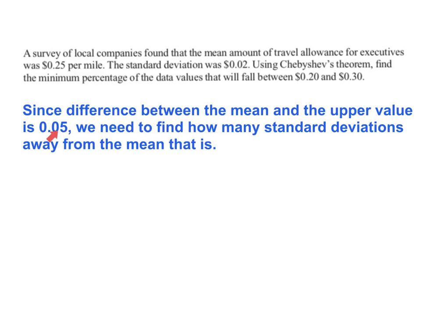Divide 0.05, or 5 cents, by the amount of a standard deviation. So I need to know how many standard deviations are in 0.05, and all I have to do is divide it by 0.2. When you work through these problems, you first have to figure out how far away the upper bound or the lower bound is from the mean, and then divide that by the standard deviation to determine how many standard deviations away from the mean you are.